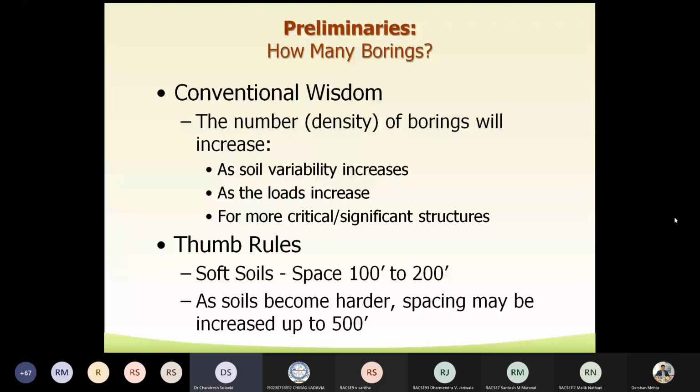The rule of thumb says that in the case of soft soil, the spacing required between two boreholes is 100 to 200 feet. Whereas in the case of harder strata, the spacing between the boreholes increases and may go up to 500 feet. This indicates that the number of borings required in soft soil is more compared to the number required in harder soil, such as stiff clay or dense sand.